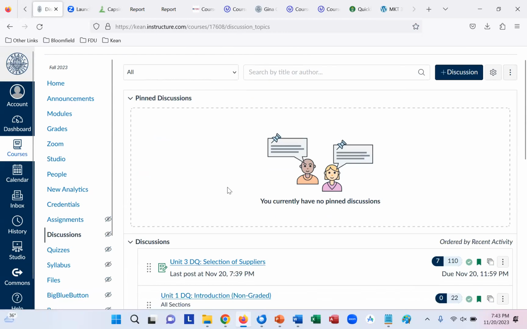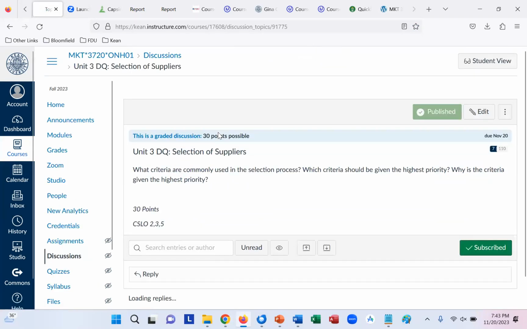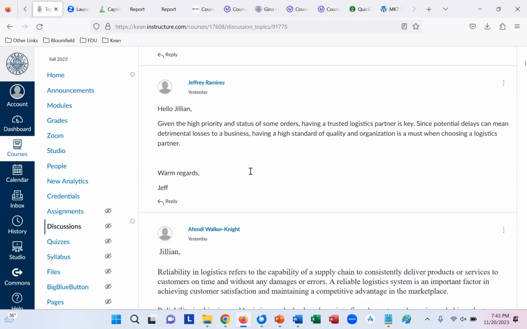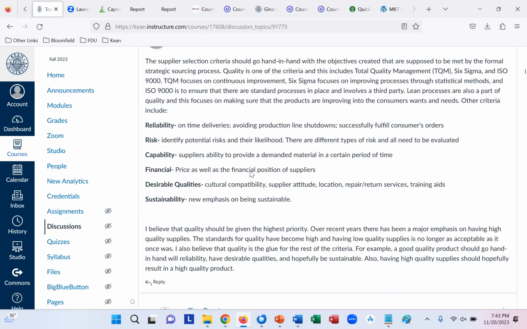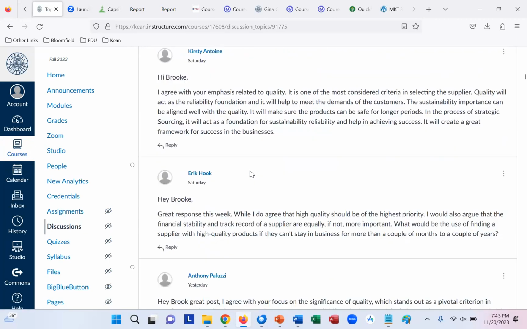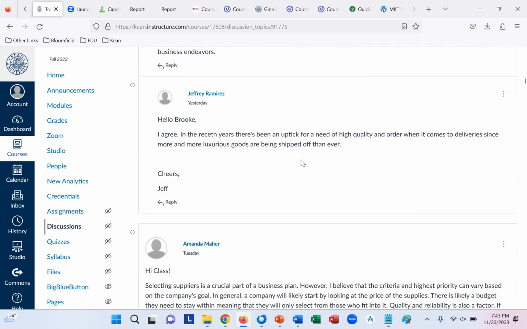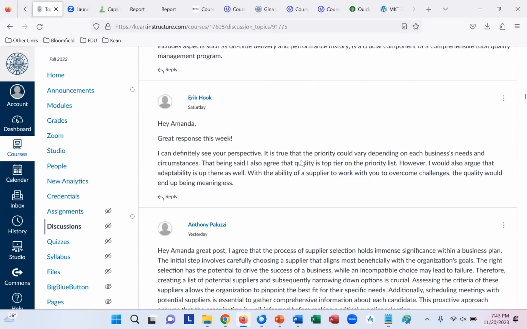I wanted to point out that on the discussions, we're still getting replies that are no good. As I mentioned, I just want one strong initial post. Most of you are now doing that. And one strong response post. Most of you are still doing these 5 horrible, useless responses. Like, hey, I agree. That doesn't add anything to the conversation, and you're not going to get points for it.